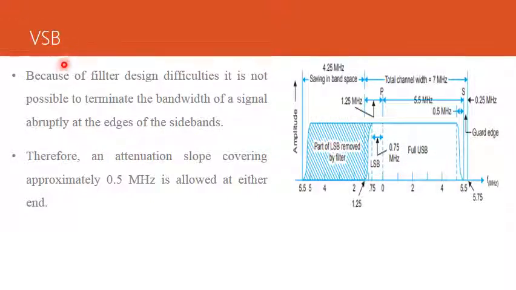So in TV signals it is difficult to suppress any one of the sidebands. So we are transmitting a portion of the lower sideband along with the upper sideband and the carrier. So this is what vestigial sideband is. Vestige means the remaining part. So this is vestigial sideband.